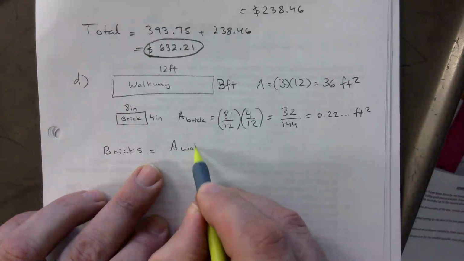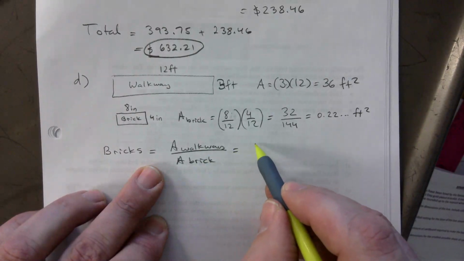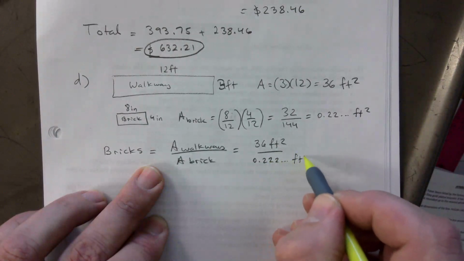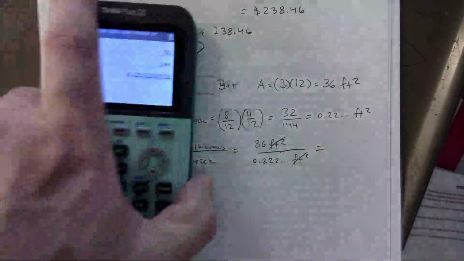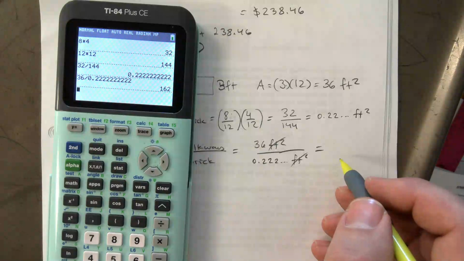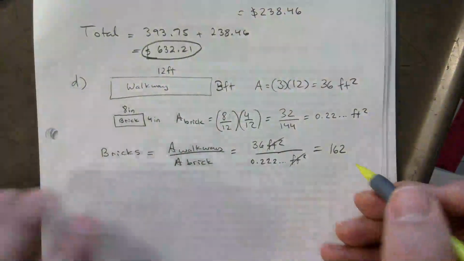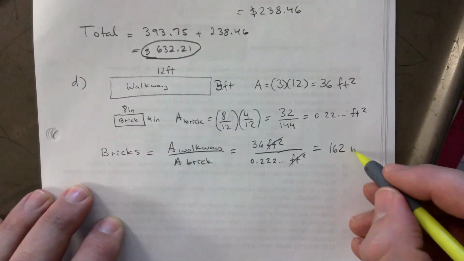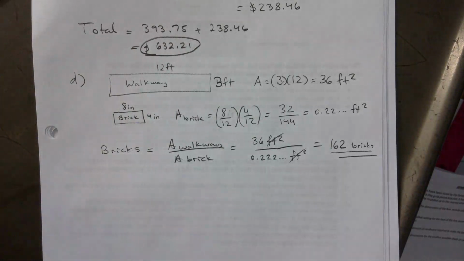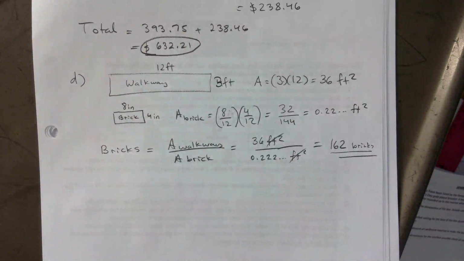So you go area of walkway over area of brick. That would be 36 square feet divided by 0.222, and now you're thinking of pizza, right? 222, 22, 22. Oh, it's a round number. That is odd. This is just a coincidence. It could have been a decimal, and you would have rounded up if it had been. But it's this many bricks that are required. No cost, right? That's it. In this case, no cost. That concludes this very long and painful example.